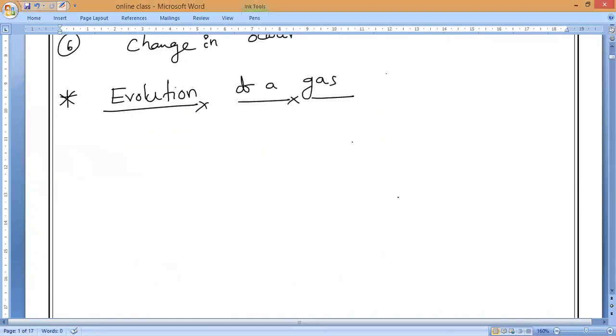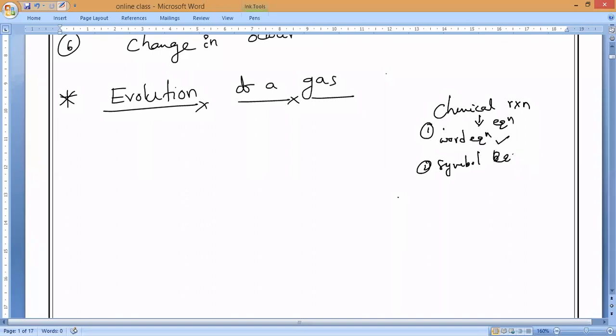So now, for example, let us take zinc. Now you should tell me. I will write only the word equation. Remember, any chemical reaction we can write in the form of an equation. One is a word equation and another one is a symbolic equation.